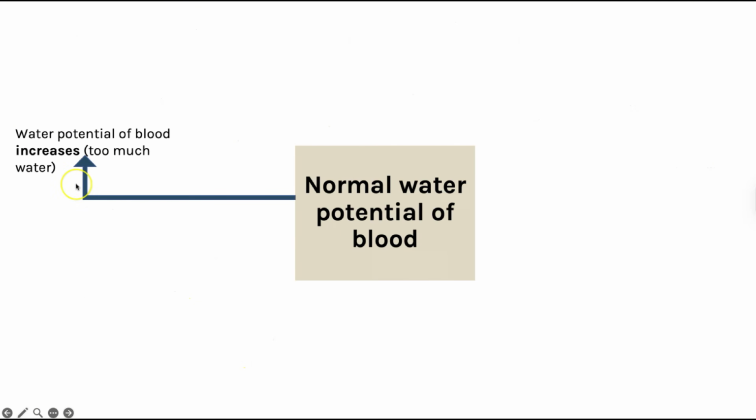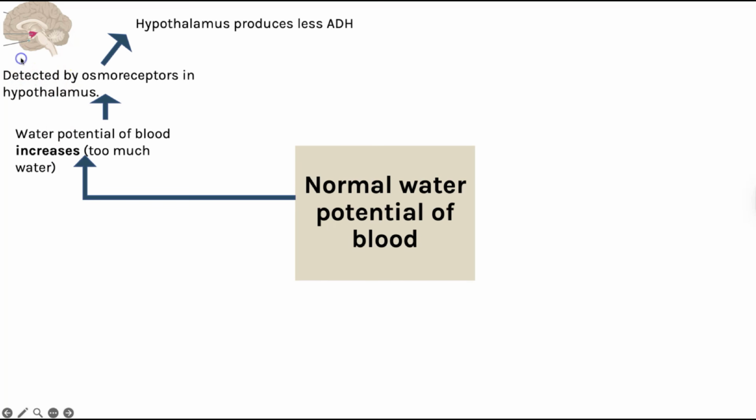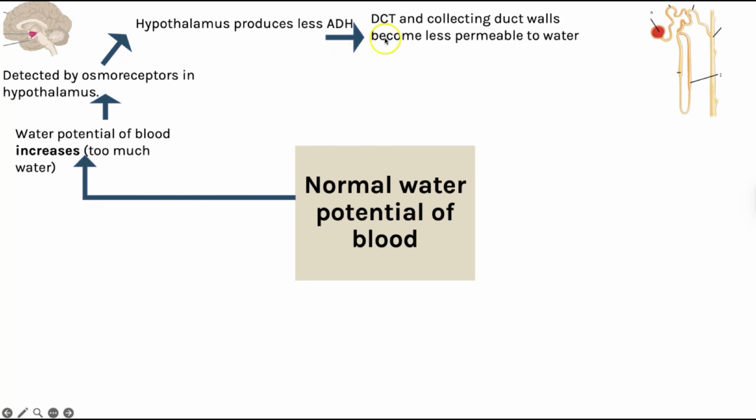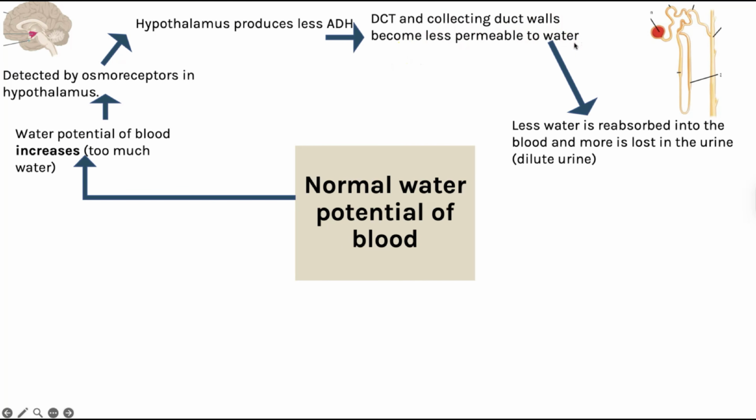So in summary then, if the water potential of the blood increases, meaning too much water, so you might have drunk a lot of water, that's detected by the osmoreceptors in the hypothalamus. The hypothalamus produces less ADH. The distal convoluted tubule, which again is not an accepted abbreviation, do not abbreviate it like that in the exam. You have to write it out in full. ADH you can abbreviate though. So the distal convoluted tubule and the collecting duct walls become less permeable to water. So that means less water is reabsorbed into the blood and more remains in the filtrate in that collecting duct and goes on to create larger volumes of more dilute urine, bringing your water potential of the blood back to normal.